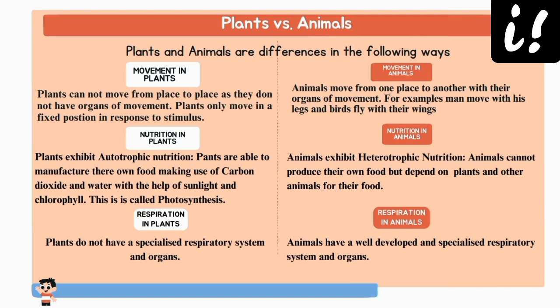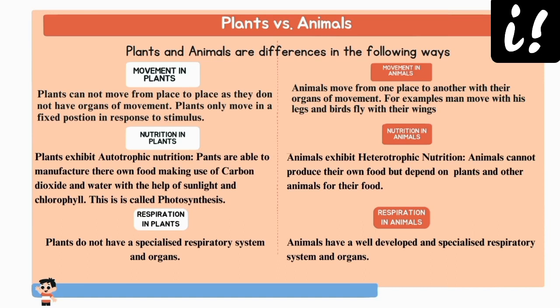Nutrition. Plants exhibit autotrophic nutrition. Plants are capable of manufacturing their own food, making use of carbon dioxide and water with the help of sunlight and chlorophyll. This process is called photosynthesis. Animals, on the other hand, exhibit heterotrophic nutrition. Animals cannot produce their own food, but depend on plants and other animals for their food.